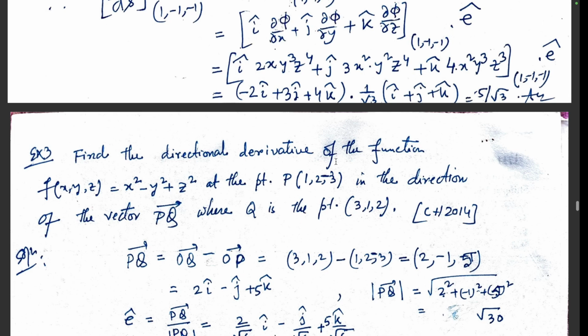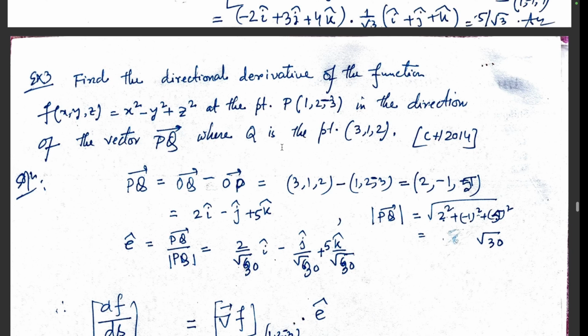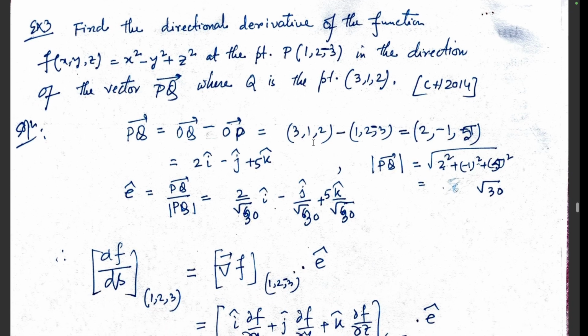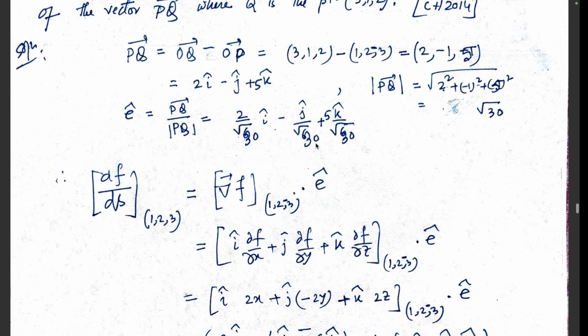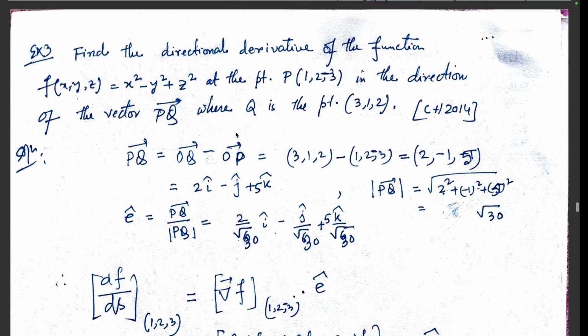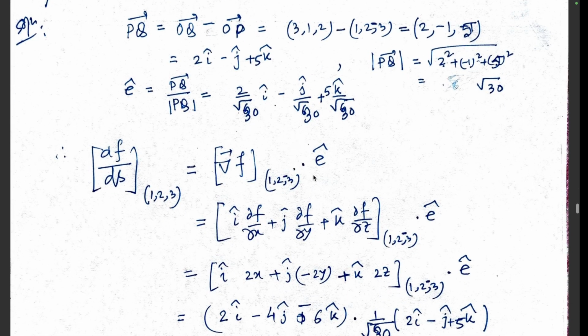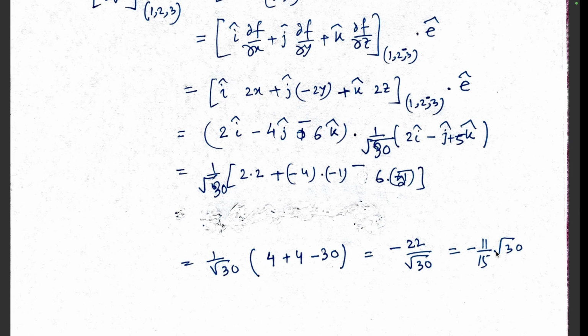Find the directional derivative of the function f at the point (1, 2, -3) in the direction PQ, where Q is the point (3, 1, 2). Question 2014. This e cap is this; df/ds at the point (1, 2, -3) is grad f at (1, 2, -3) dot e cap, which is -3. So we get the result -11 by 15.